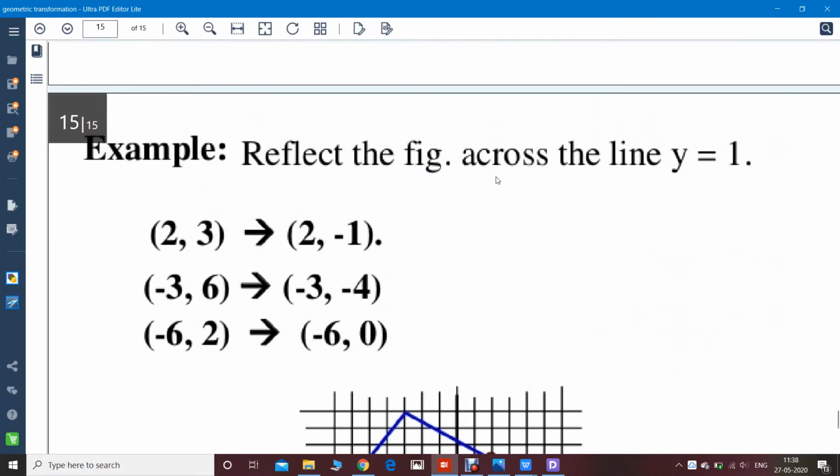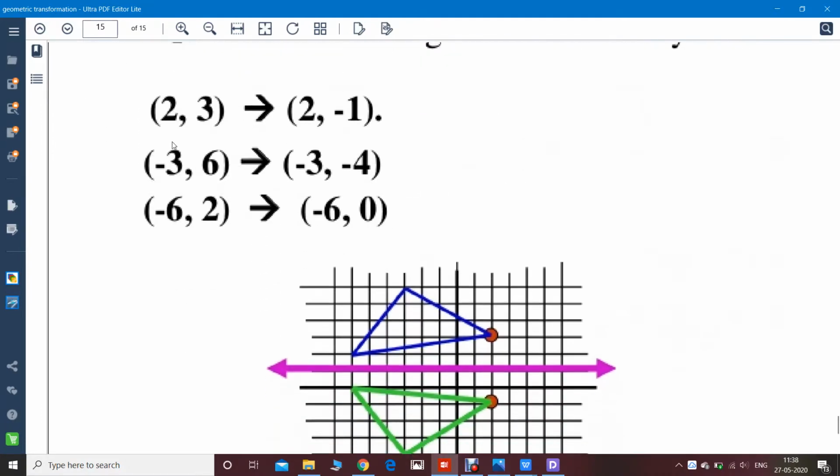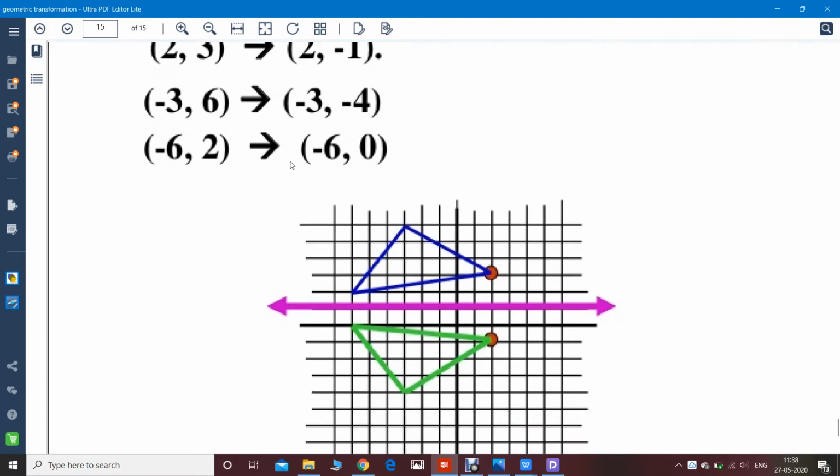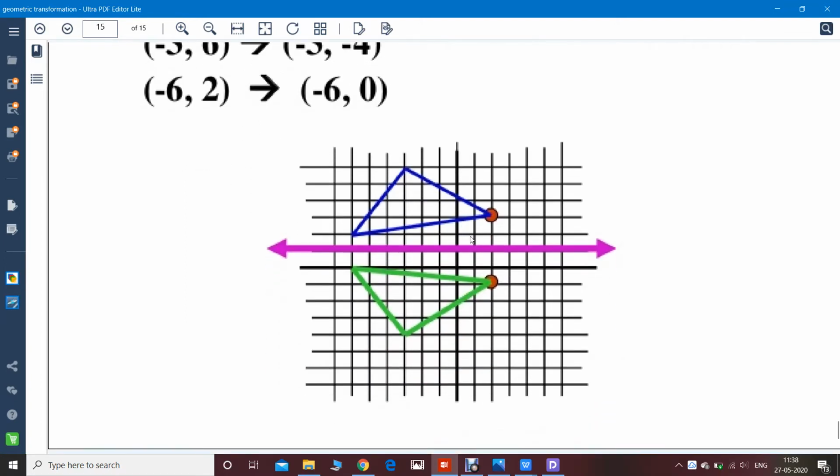Example, reflect the figure across the line y equals 1. 2, 3 is 2, minus 1; minus 3, 6 is minus 3, 4; and minus 6, 2 is 6, 0, as we can see in the image.